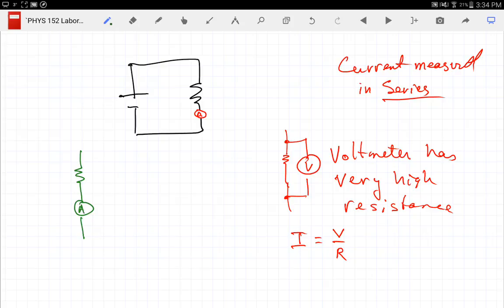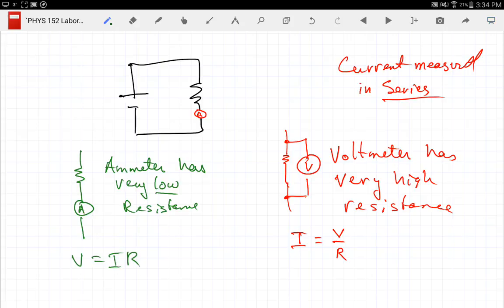The ammeter's in series. An ammeter has very low resistance. So now if I have current going through the resistor, there's a voltage drop across the resistor that according to Ohm's law is V equals IR.